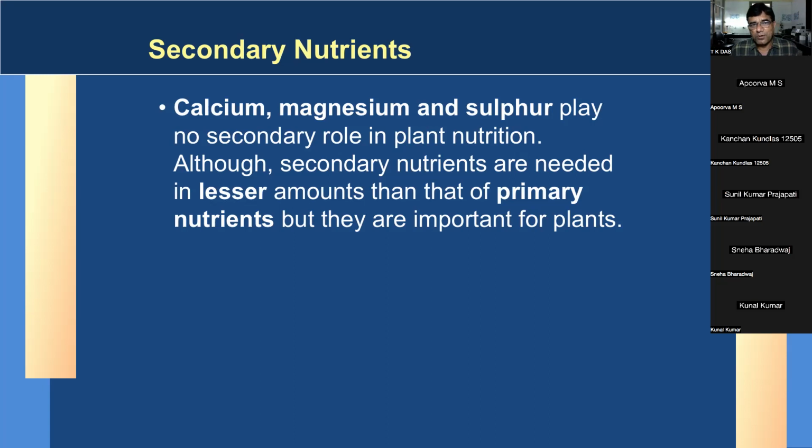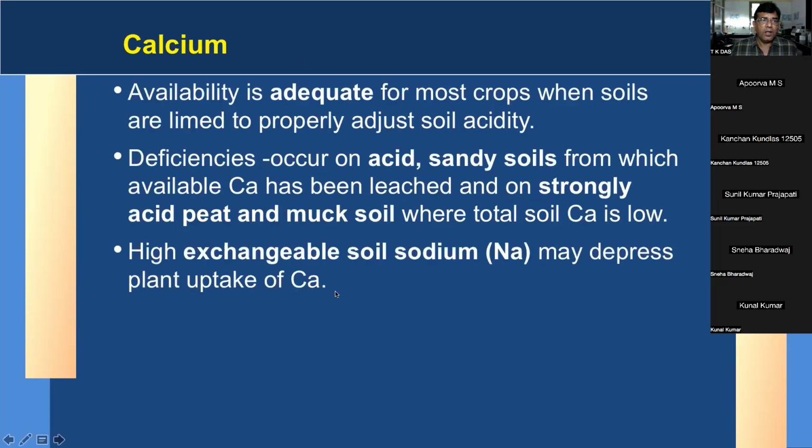So they are not really secondary in plant nutrition. Each and every element or nutrient has an equal role in plant growth. Although secondary nutrients are needed in lesser amounts than primary nutrients, they are important for the plant. Now we start with calcium, and then we will see magnesium, sulfur, etc.